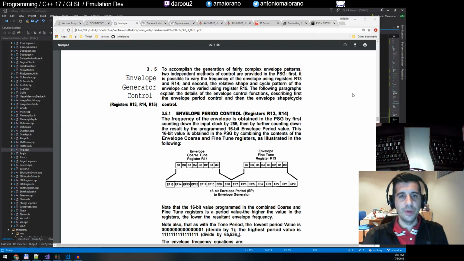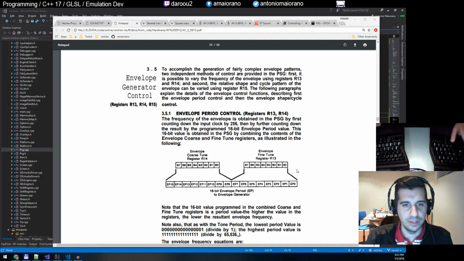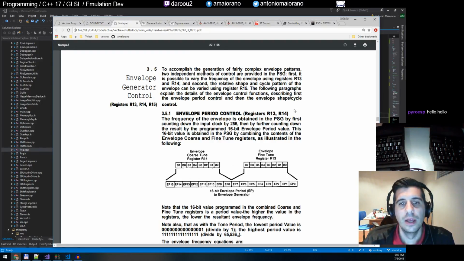All right, so let's do a little bit of reading and start preparing how this is going to work. To accomplish the generation of fairly complex envelope patterns, two independent methods of control are provided in the PSG. First, it is possible to vary the frequency of the envelope using registers R13 and R14. And second, the relative shape and cycle pattern of the envelope can be varied using register 15. The following paragraphs explain the details of the envelope control.